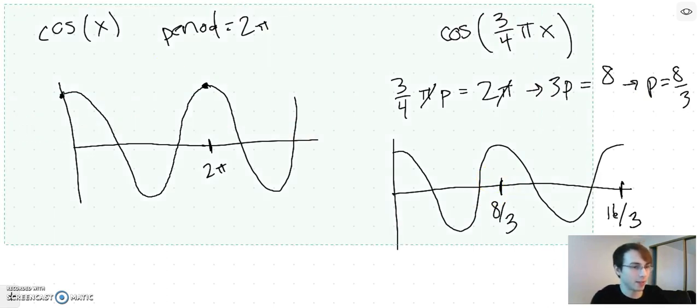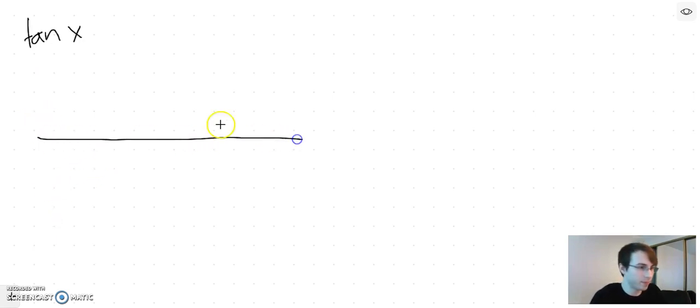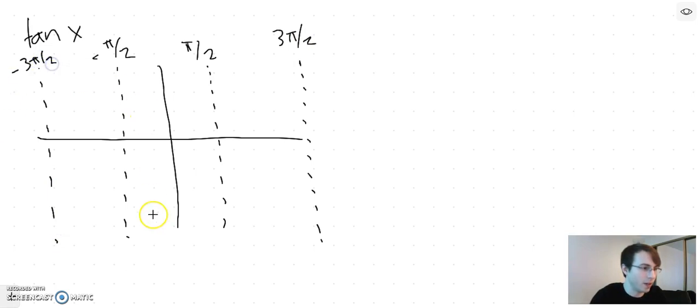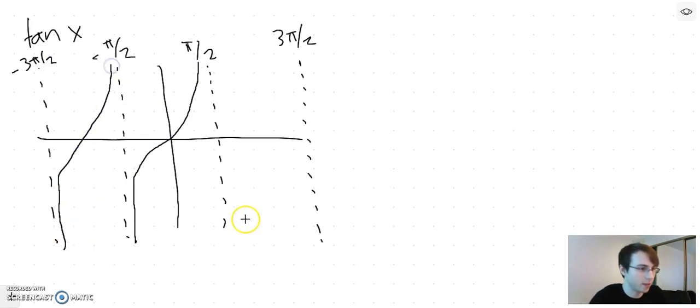Let's finish off with tangent. So with tangent of x, normally what that looks like, remember we've got our asymptotes at pi over 2, negative pi over 2, and 3 pi over 2, negative 3 pi over 2, and then it does that kind of swoopy thingy, or sigmoid thingy.